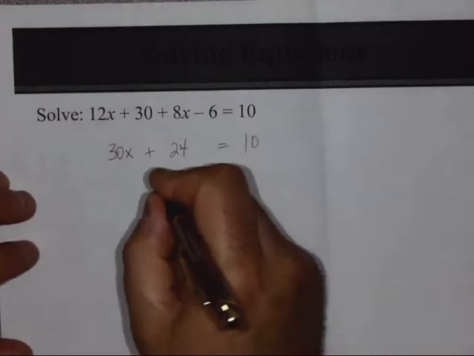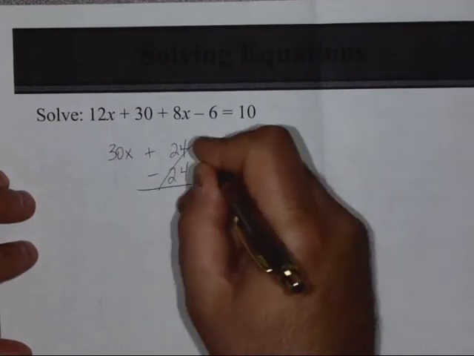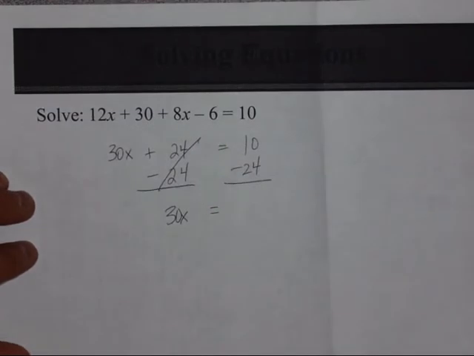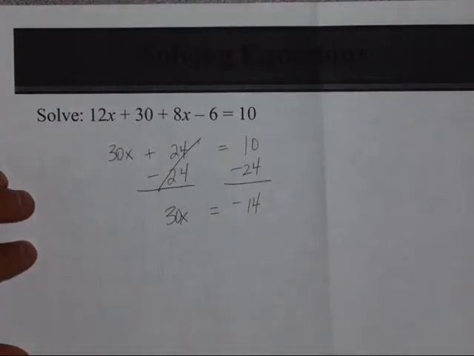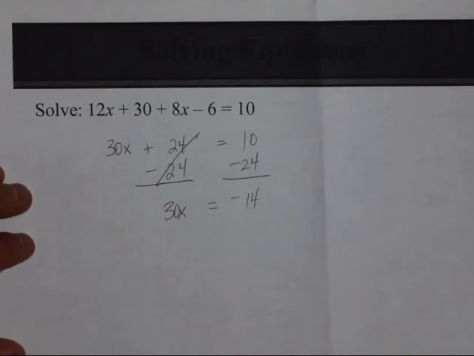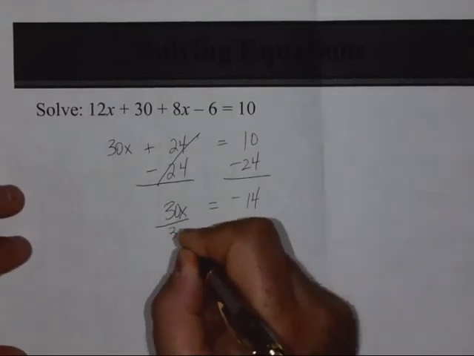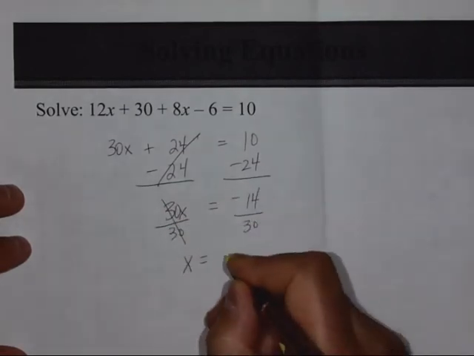Let's subtract the 24 from both sides. Get that out of the way. And so that gives me negative 14. Then I do the dividing and multiplying inverses last. The multiplying and dividing inverses is generally the last thing that I do in the problem. Since this is 30 times x, I'm going to divide both sides by 30. X equals negative 14 over 30.